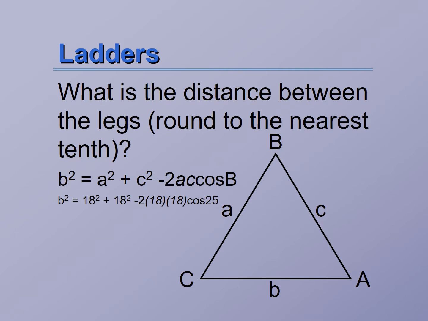Using law of cosines, that would be b squared equals a squared plus c squared minus 2ac cosine B. So we would have b squared equals 18 squared plus 18 squared minus 2 times 18 times 18 cosine 25, because the ladder is 18 feet. Then we use our calculator to calculate all of that, making sure that we're in degree mode. Don't forget the last step is to square root. When we square root, we end up with 7.8 feet after we round to the nearest tenth.